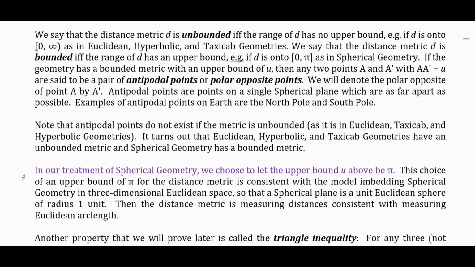If the geometry has a bounded metric with an upper bound of u, then the 2 points a and a prime with a a prime equal to u are said to be a pair of antipodal points or polar opposite points. We will denote the polar opposite points by A and A prime, and typical points are points on a single spherical plane which are as far apart as possible. Examples of antipodal points on Earth are the North Pole and the South Pole. Notice that antipodal points do not exist if the metric is unbounded, as it is in Euclidean, taxicab and hyperbolic geometries.